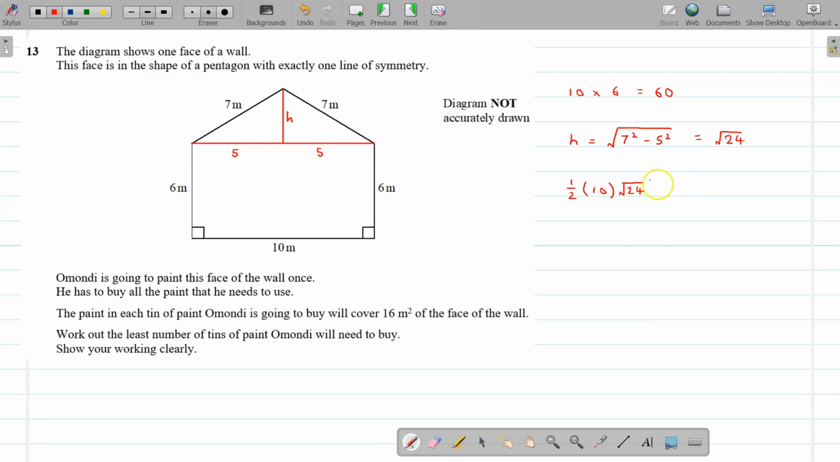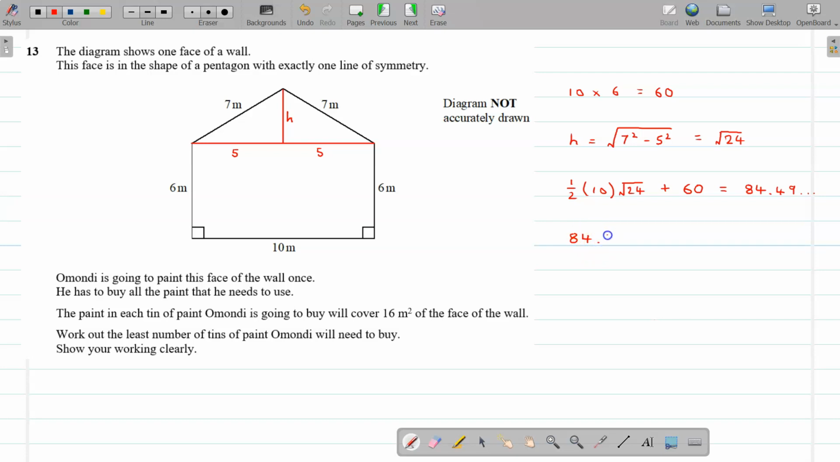And that has got to be added on to the 60 that I've already worked out. Okay, and if you put that into the calculator, you get 84.49. So I'm just going to put 84.49, and then it goes on after that, but it doesn't really matter because you've now got to divide that by 16, which is the amount of paint you need to cover. 16 meters squared is the amount you can cover with one tin of paint.